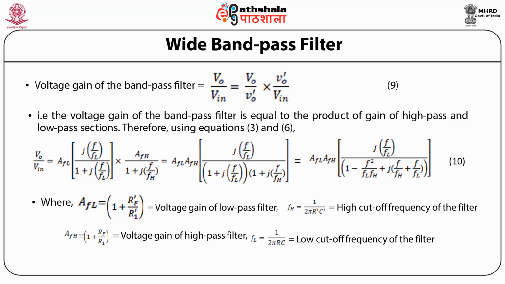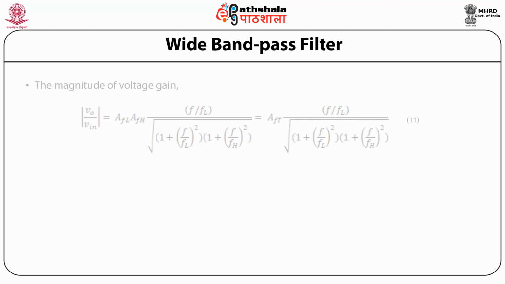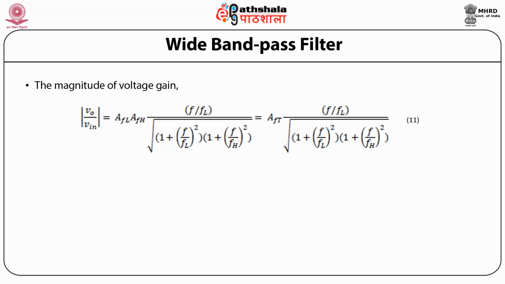Let us take a wide bandpass filter. The circuit of a wide bandpass filter is formed by cascading a high pass and a low pass filter. The order of the wide bandpass filter depends on the order of its constituting low pass and high pass filters.